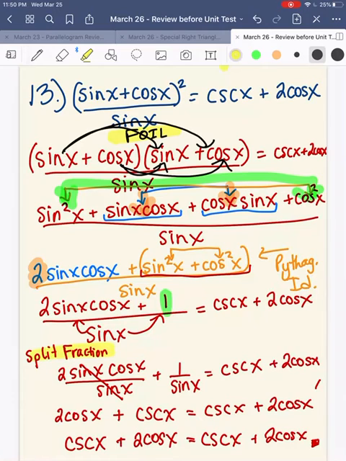Okay? And then the second big theme is to split the fraction. So we split and we're able to cross out a sine, which left us no denominator. And then this fraction turned into one of our reciprocal identities, so no fraction left. I hope that helps.